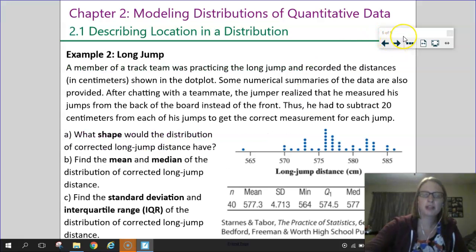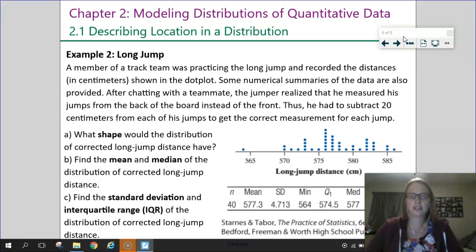So we're going to finish by looking at just 2 final examples. The first is about a long jump. A member of the track team is practicing the long jump and records the distances in centimeters of the jumps. Some numerical summaries of the data are also included below the dot plot.